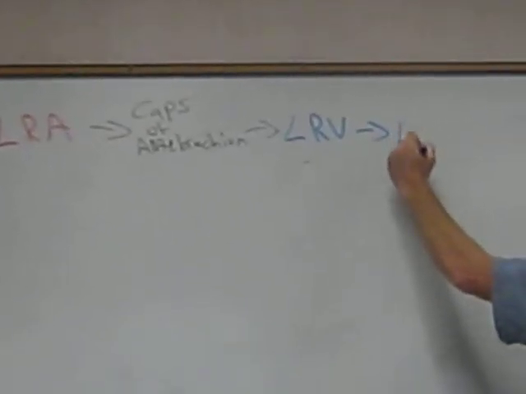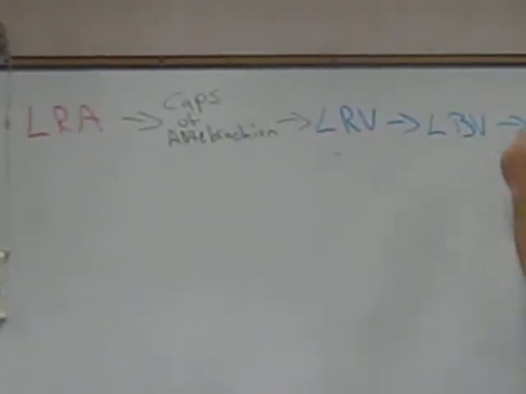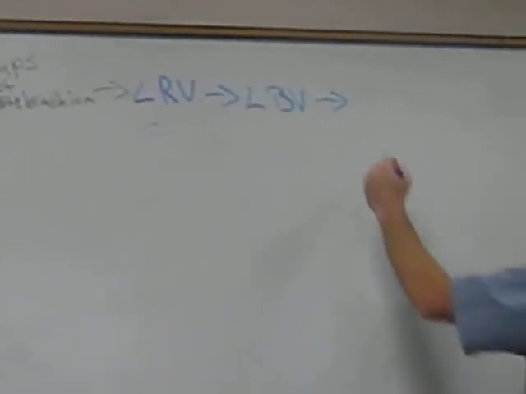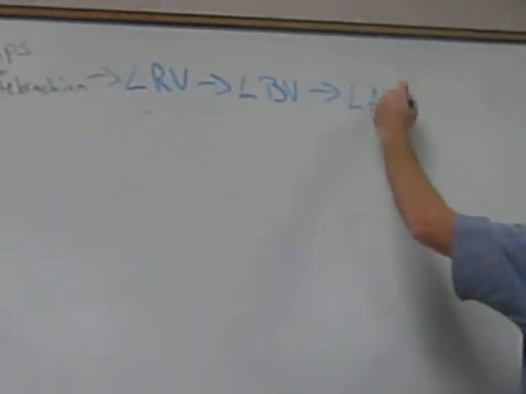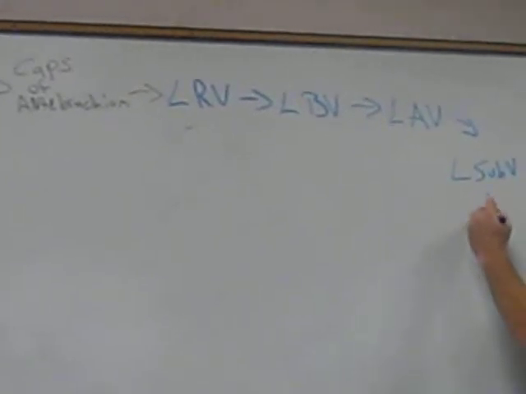Now what? Now we're going to go to the brachial vein. Left brachial vein. To the axillary. Left axillary vein. To the subclavian. Left subclavian vein. To the brachiocephalic. Left brachiocephalic vein. To the superior vena cava. Superior vena cava. And then the atriums, the heart side.